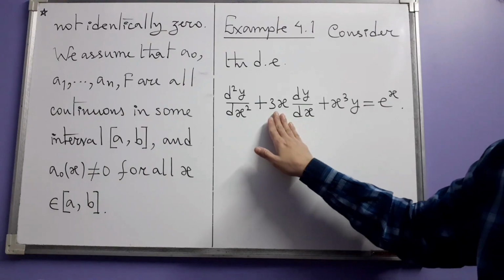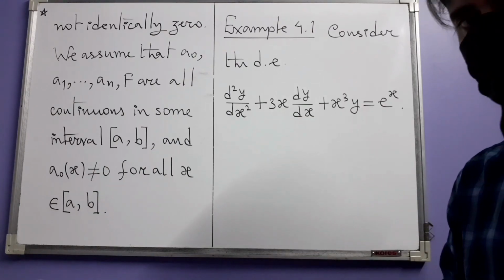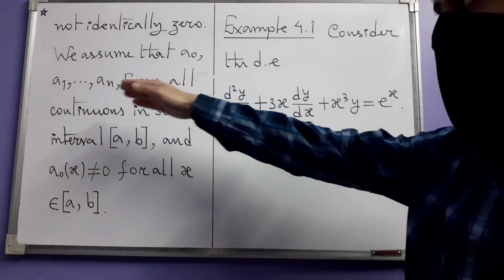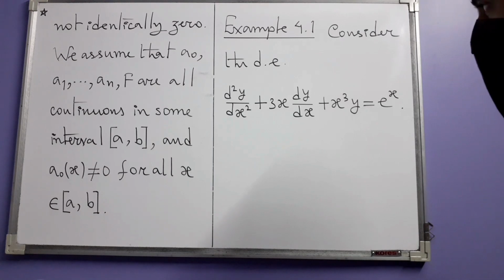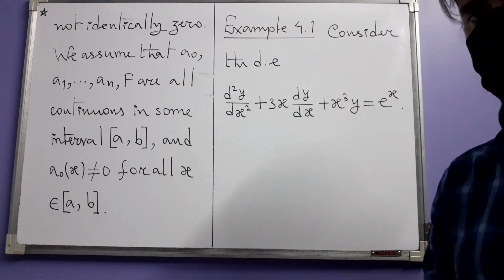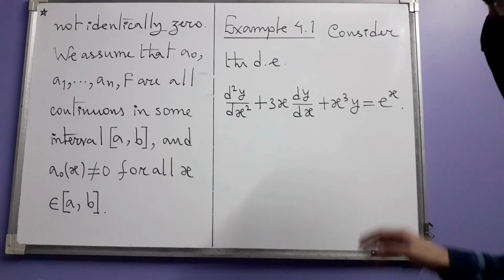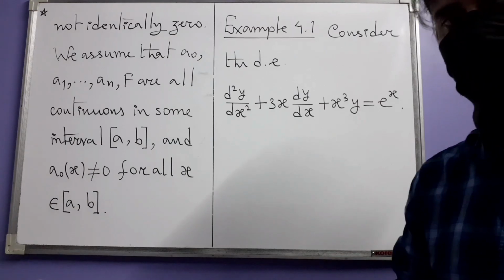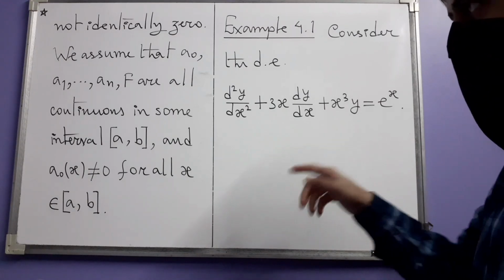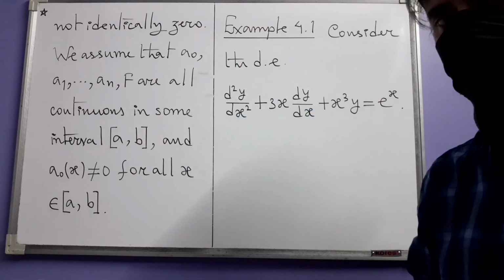a1 of x here is 3x, that is continuous. So we only need continuity for the other ai's. x cube is also continuous, it's a polynomial function, and the exponential function is also continuous. So it's the type of equation that we have here.